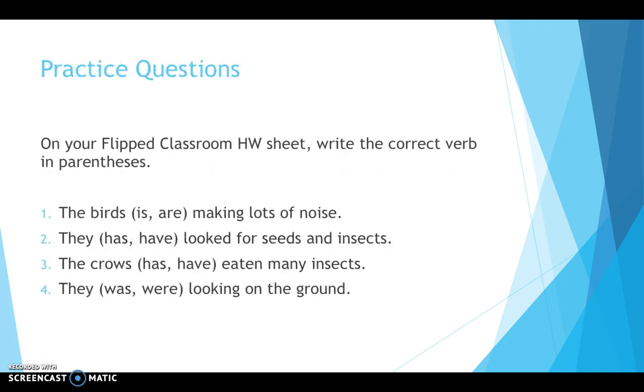On your flipped classroom homework, write the correct verb in the parentheses that fills the sentence correctly. Read the sentence out loud with both forms of the verb in them. That will help you decide which one you should use. Because you have the answer. We're just teaching you why you have the answer. Write it down. Pause the video if you need more time.